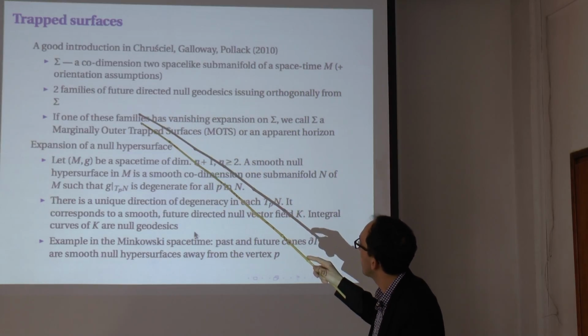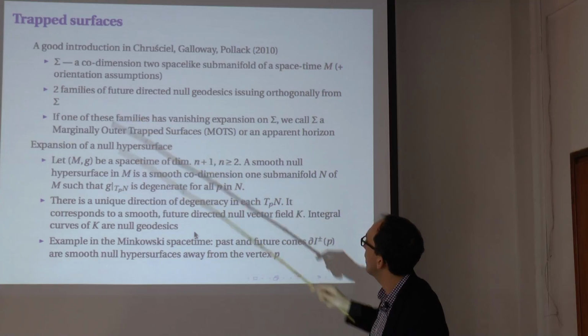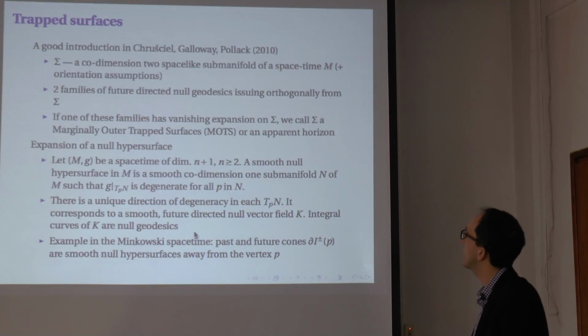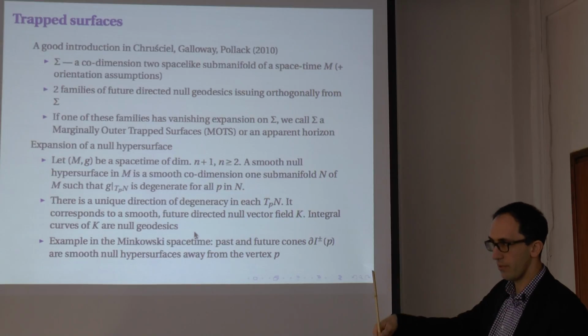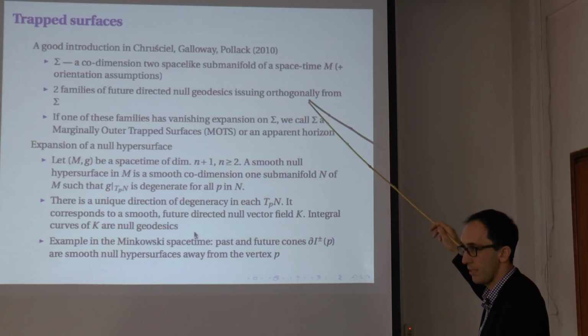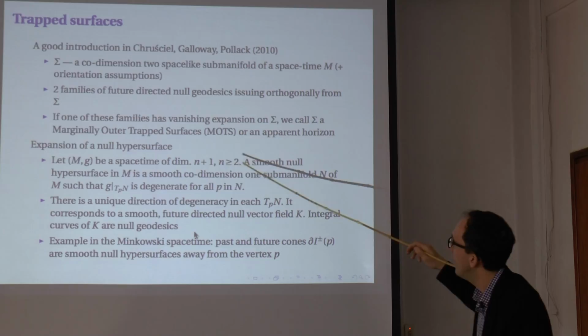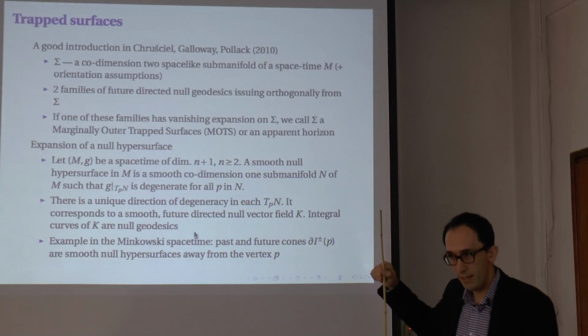Now, then, as we will see, there are 2 families of future-directed null geodesics that originate on sigma and that are issued orthogonally from sigma. So basically, on the surface there are lamps that are shining.